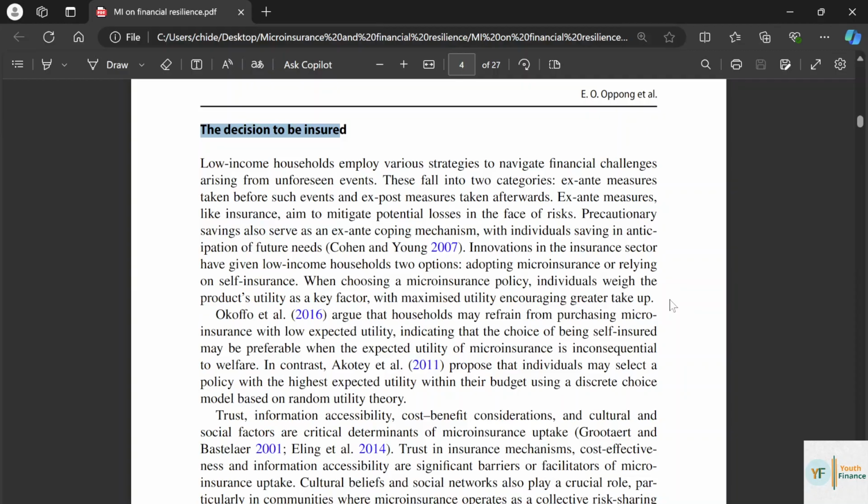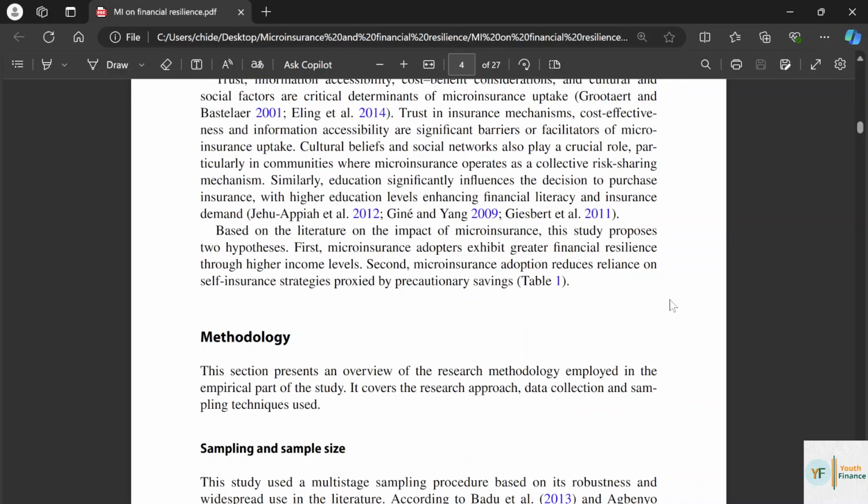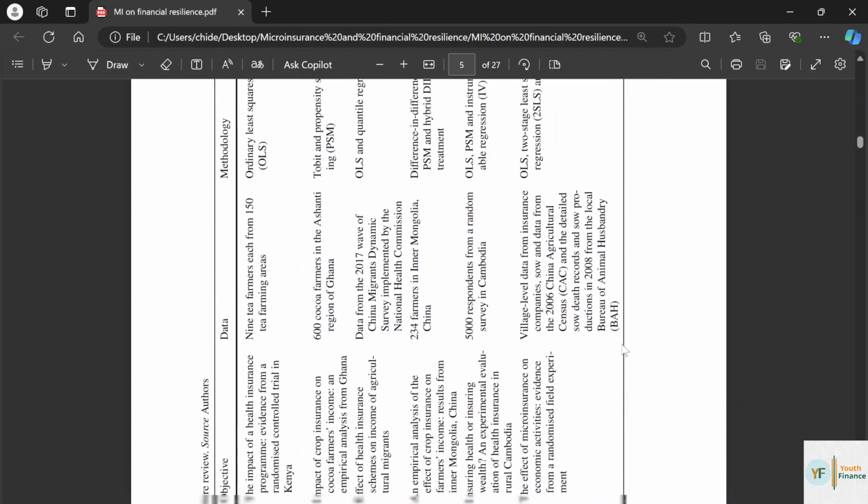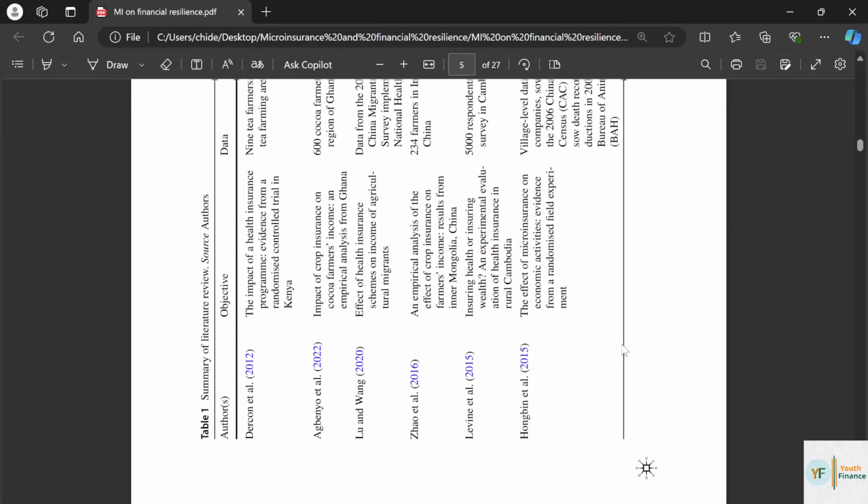So the literature review ends by proposing two hypotheses. First, microinsurance adopters exhibit greater financial resilience through higher income levels. Second, microinsurance adoption reduces reliance on self-insurance strategies proxied by precautionary savings. So we have a Table 1 here, displaying the summary of the literature review. It's down here. Yeah, here, Table 1.